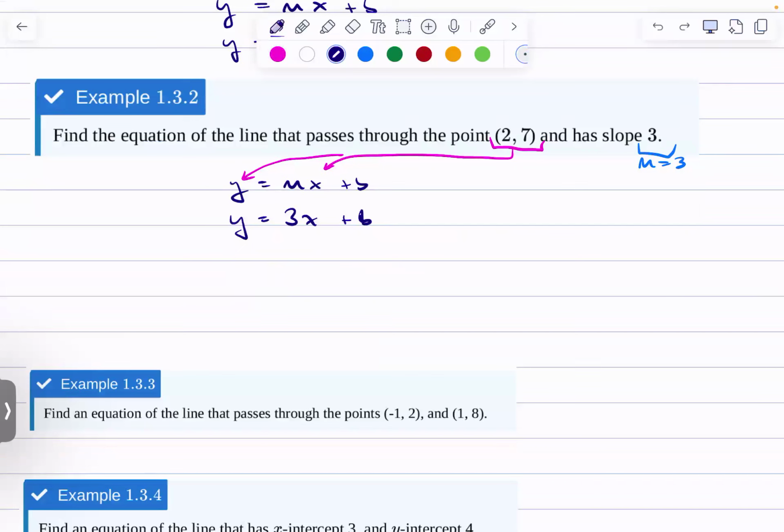Y is 7, so 7 is equal to 3 times 2 plus b. I'll make a note here: use the given point (2, 7) to solve for b.